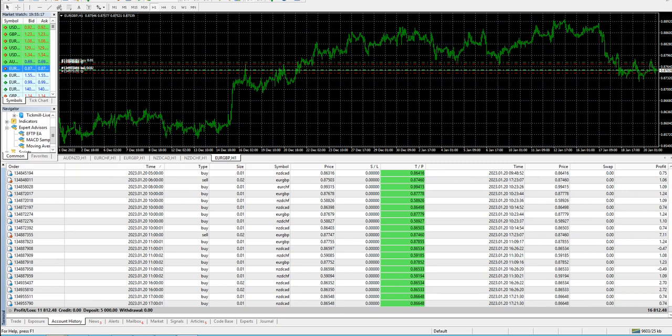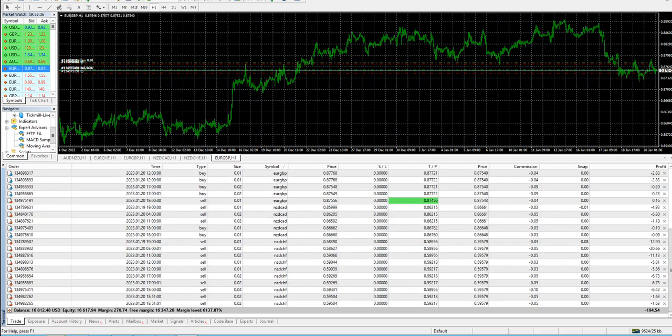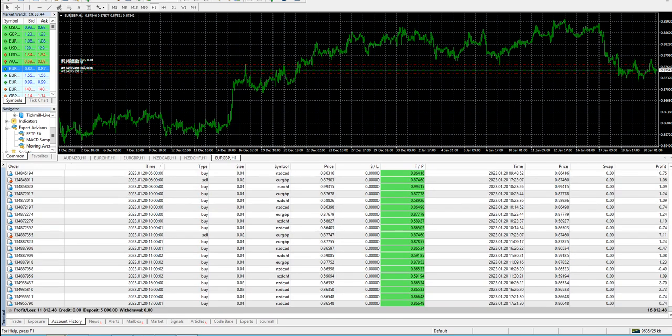Okay, so this is what the trading history is, in front of you. With a deposit of 5,000, we have made a profit of 11,812 in approximately 5.5 months. And if you would like to see the running trades, these are the running trades right now, approximately minus 193.